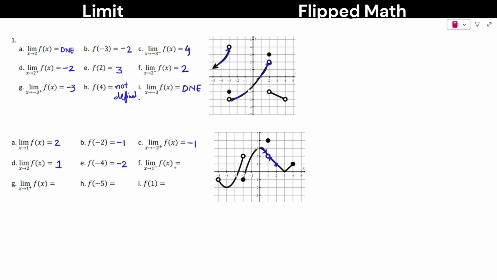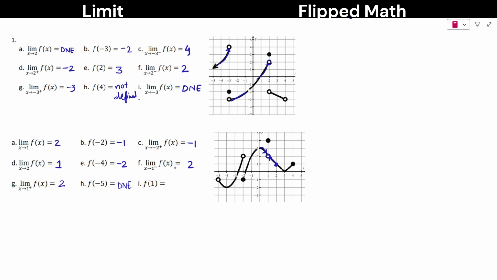Limit as x approaches 1 from the left side. It approaches 2. Next, limit as x approaches 1 from the right side. Also 2. Function value at negative 5. This is negative 5 function value. But at this point, for x equals negative 5, they didn't define anything. So not defined, you can say does not exist.